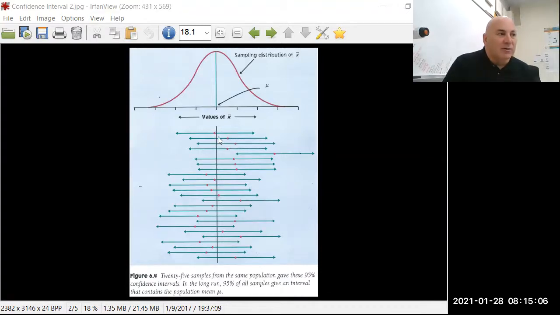It contains mu. I did get a fluky sample up here that doesn't, but most of the samples you can see are going to be hovered in here. The sample means are going to be hovered in here near mu, and certainly the confidence interval contains mu. So in the long run, if you do your sampling based on a simple random sample, etc., 95% of all the samples will give you an interval that contains the population mean mu. If you can understand this concept, you are well on your way to success in this section.